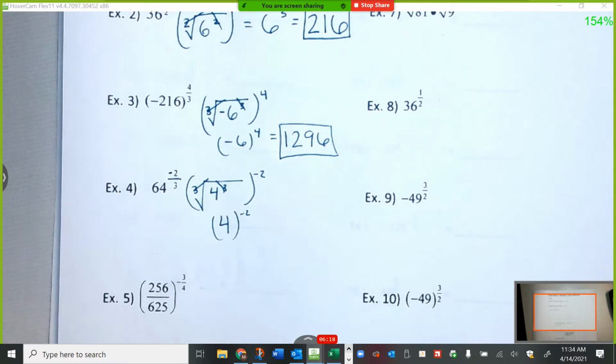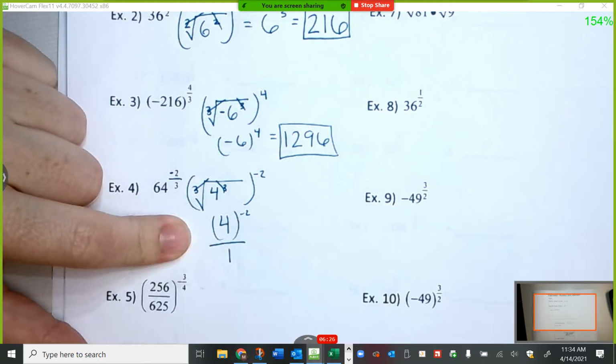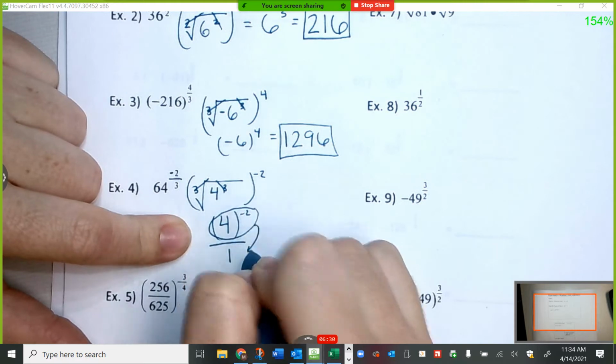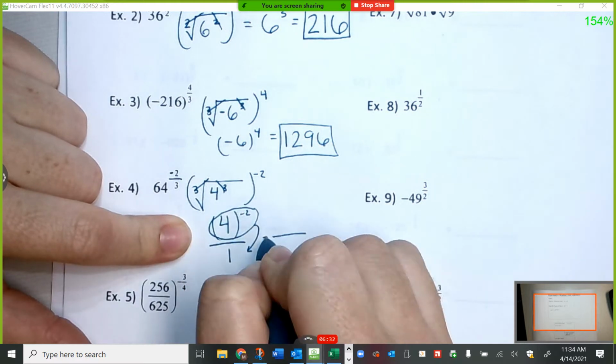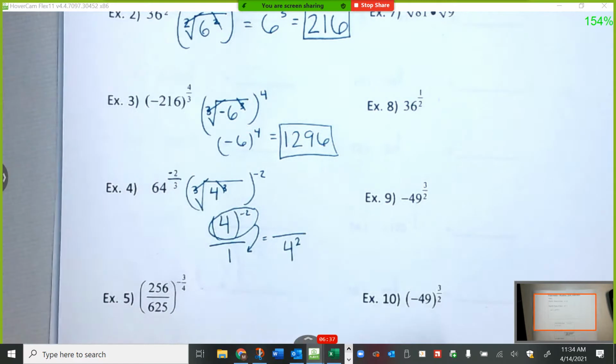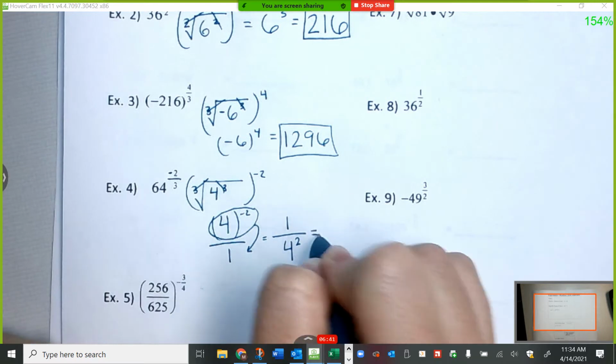Now, who remembers the rule with a negative exponent? It has to flip. It's on the wrong side of a fraction. So if it's not a fraction already, we have to make it a fraction. This whole thing has a negative exponent, therefore it needs to move down. And when I move it down, it becomes a positive 2. Now, can the top of this fraction be empty? Nope, it has to be at least 1. So put a 1, and 4 squared equals 16.